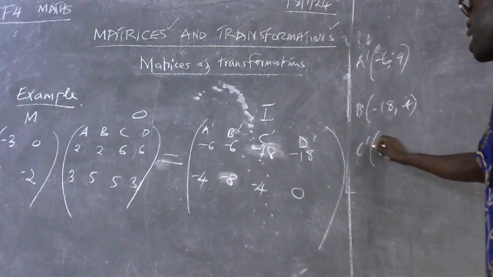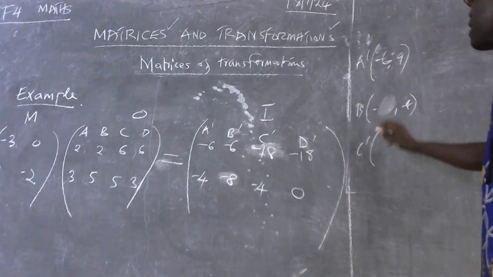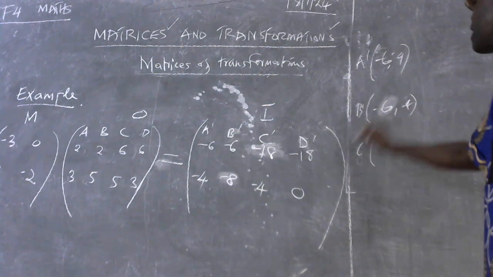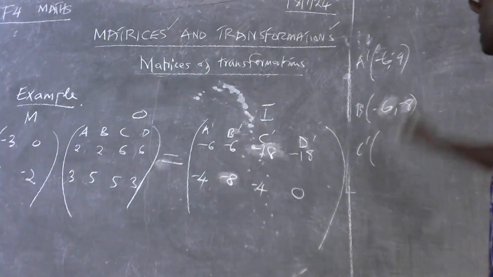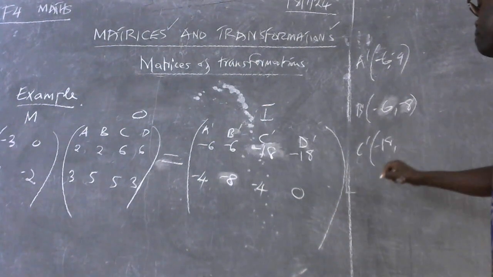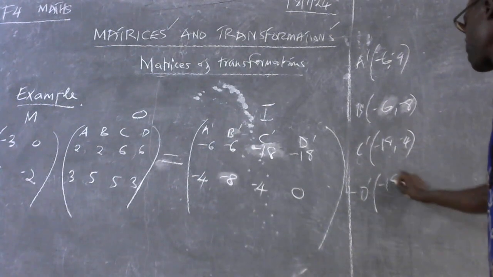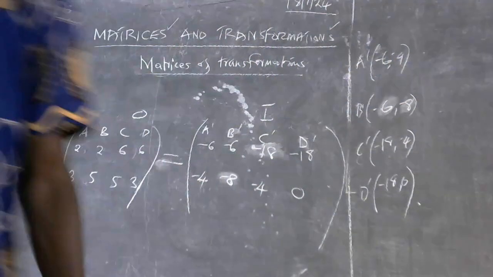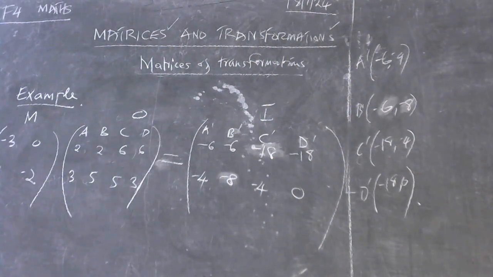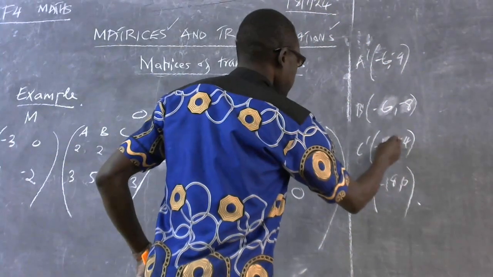Negative. B prime. B prime, yes. -6, comma -8. That is correct. And then B prime, 0. The reason why I want you to draw them is that when we come to this, you see, this is 18. This is 18.